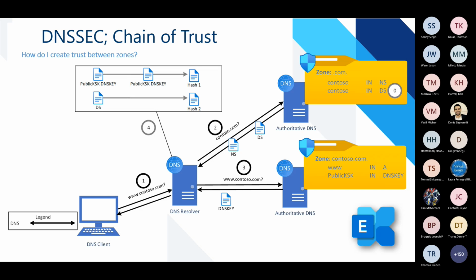Let's look closely at the .com zone's content. We see this DS record that has a 0 next to it in a circle. That is the self-signed hash of that public key signing key in the DNS key record in contoso.com. So that DS record is the self-signed hash of that DNS key record down in the contoso.com zone.